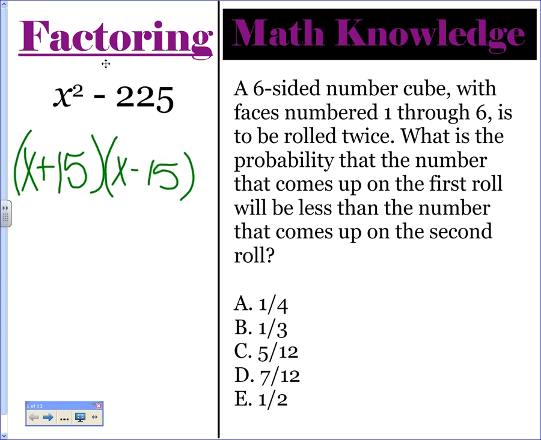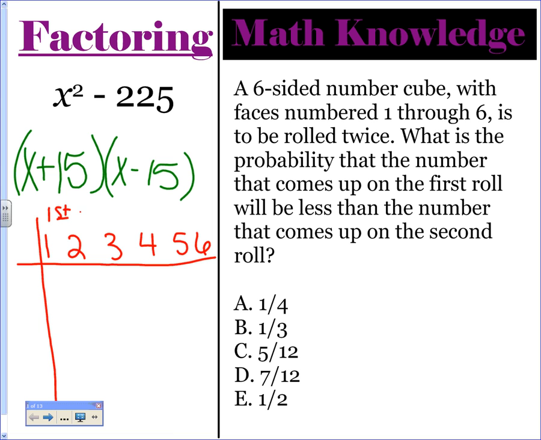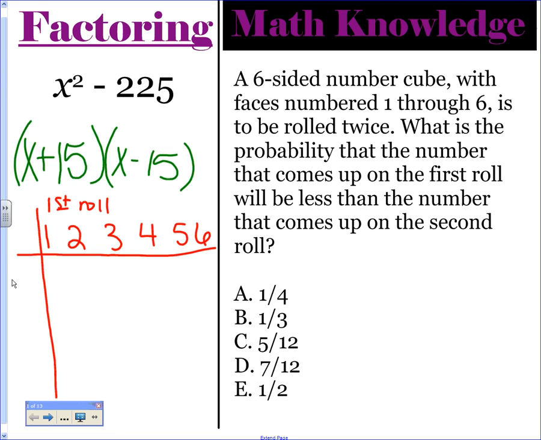Alright, so what you would do on this one, these are the numbers that we can roll for the first time. So this is our first roll. And then these are going to be the numbers that we roll the second time. And we're supposed to be talking about the number on the first roll will be less than the number on the second roll.